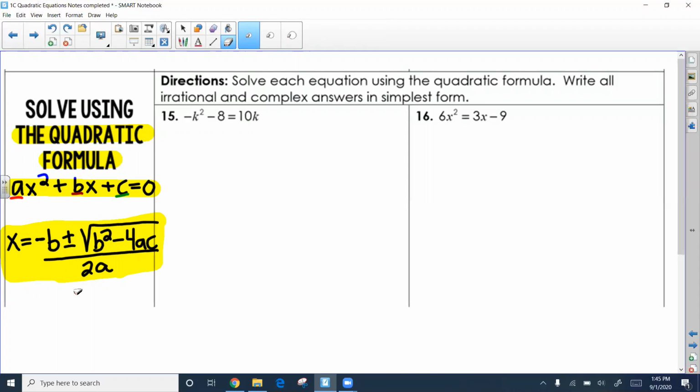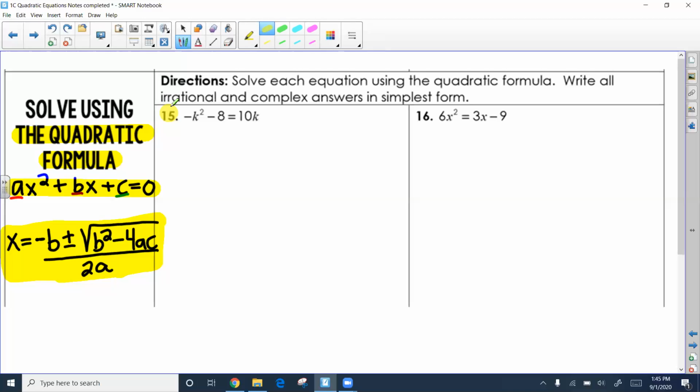All right, so we're going to do 2 examples. We are going to solve each equation using the quadratic formula. Write all irrational and complex answers in simplest form. So if we can simplify our radicals, we want to. All right, so please write down number 15. Example 15.